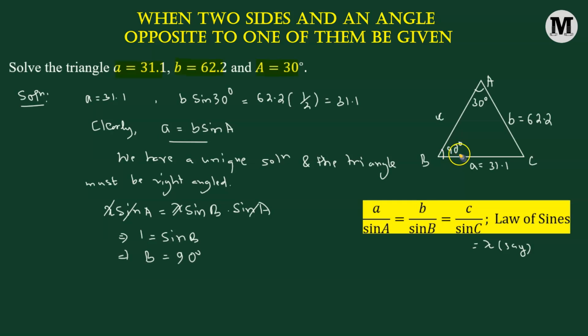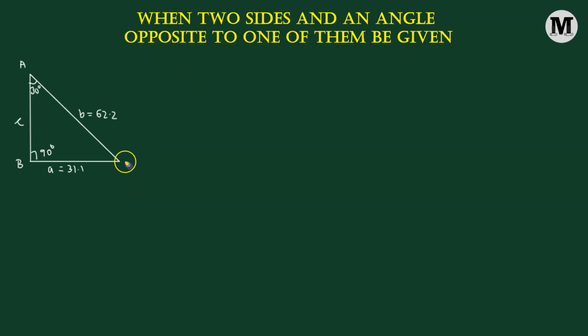Okay, so we have found one of the angles. If B is 90 degrees, then we can immediately find the angle measure for C. That can be obtained by subtracting from 180 degrees the sum of angles A plus B. So C measures 60 degrees. So we have successfully obtained the angle measure for C, that is 60 degrees.